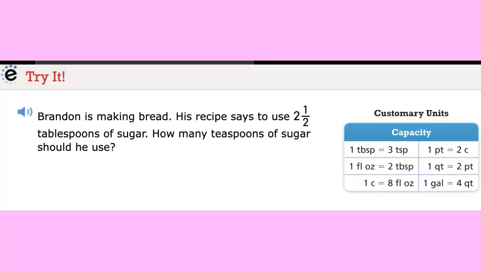Let's try this. Brandon is making bread. His recipe says to use 2.5 tablespoons of sugar. How many teaspoons of sugar should he use? Here we have the table. 1 tablespoon is 3 teaspoons. 1 fluid ounce is 2 tablespoons. 1 cup is 8 fluid ounces, and so on. Use this to solve the problem. You could use a conversion table, or just use a proportion. Your choice, I'm okay with it. Work with a partner on this problem. Go ahead.